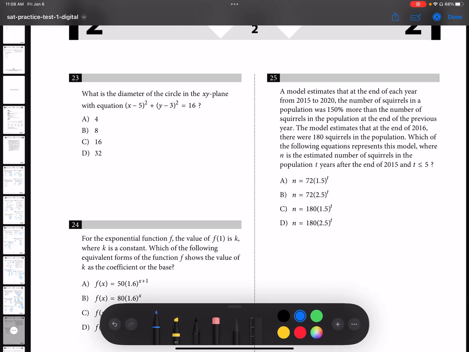Okay, number 23. What is the diameter of the circle in the xy plane with the equation? So in this equation, basically 16 is represented as r squared. If r squared is equal to 16, r is equal to the square root of 16, which is 4. So the radius is 4, but he does ask for the diameter, and diameter is equal to 2r. So if the radius is 4, then diameter is equal to 2 times 4, which means diameter is equal to 8. So B is our answer.